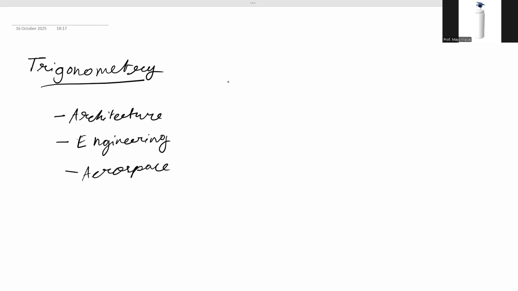It is important in architecture, right? It is important in engineering, all right? It is very important in the aerospace industry. Also, if you want to become a physicist, trigonometry is one of the core subjects of math.